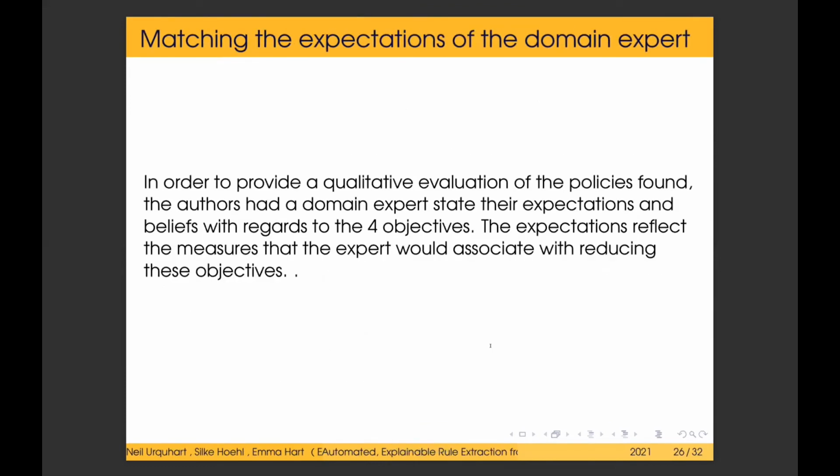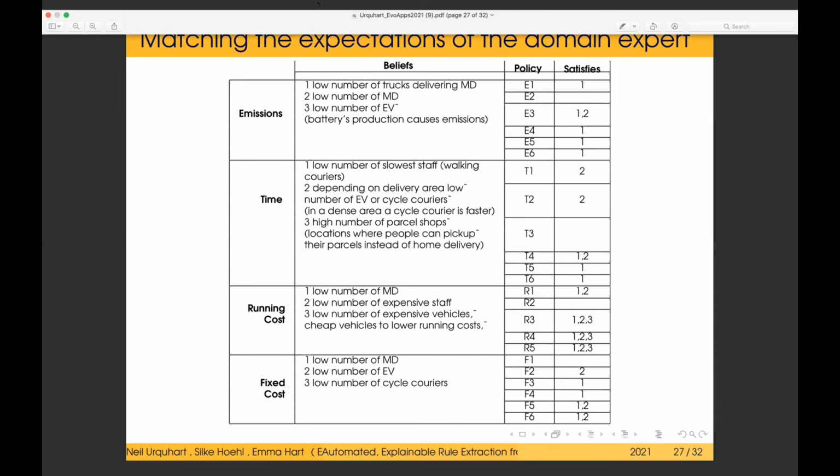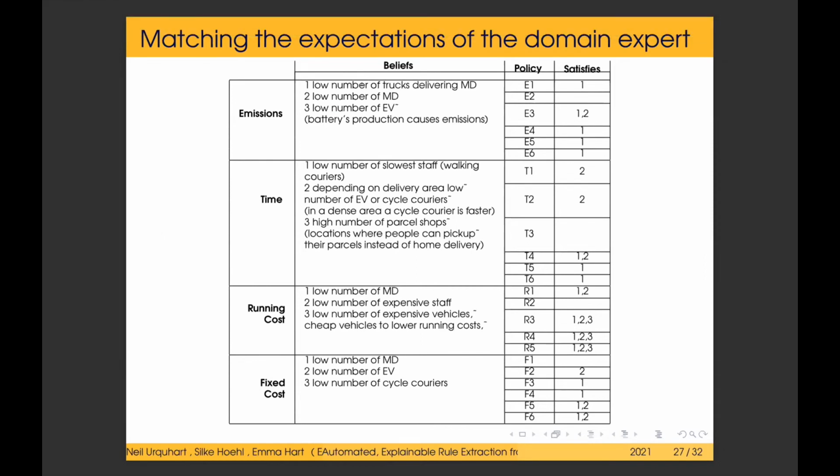But what we did here was we wanted to ask, what does this match of the expectations of a domain expert? So my colleagues in Frankfurt spoke to a CEP planner, and they said to the planner, why do you think each of these 4 factors might be low? And they came back with 3 things they believed. So for emissions, they believed that emissions would be low because of a low number of trucks, that's the conventional diesel trucks delivering, a low number of micro depots, and a low number of electric vehicles. These were the things they believed.